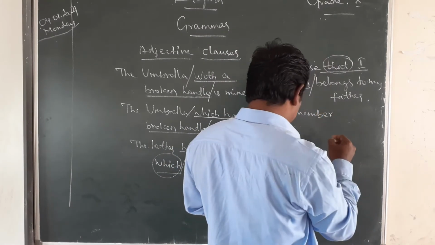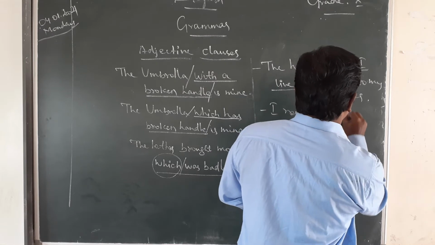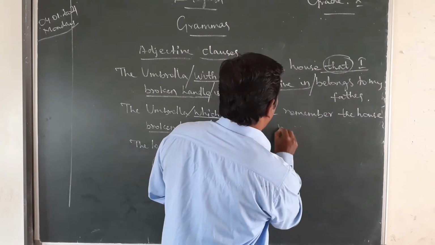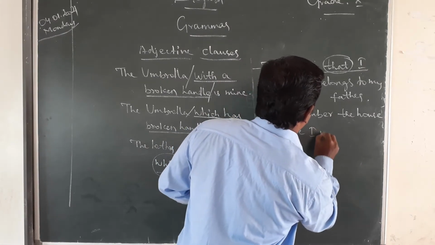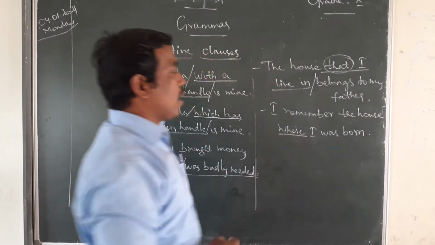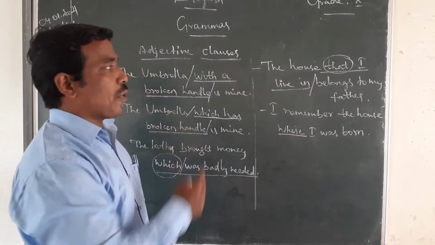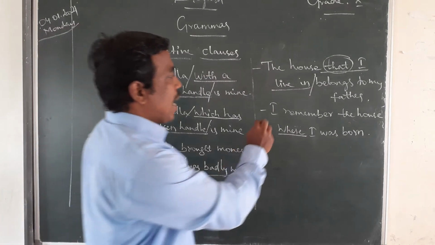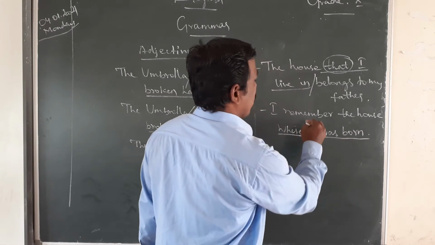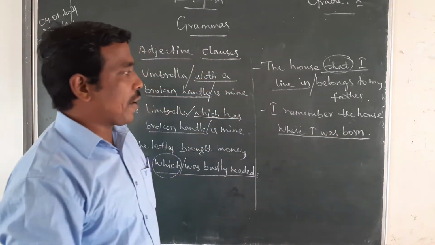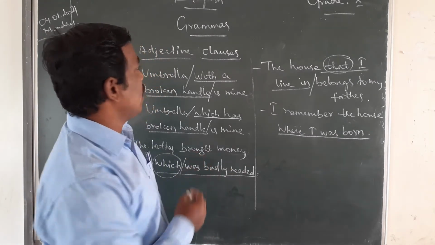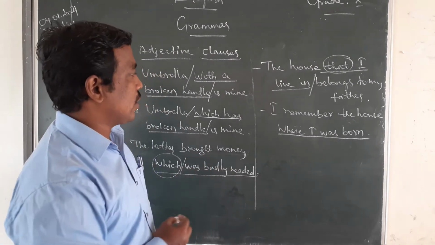Next one is: I remember the house where I was born. Relative adverb, okay? The relative pronoun as well as the relative adverb. I remember the house where I was born. I remember the house is a main clause. Where I was born is an adjective clause.